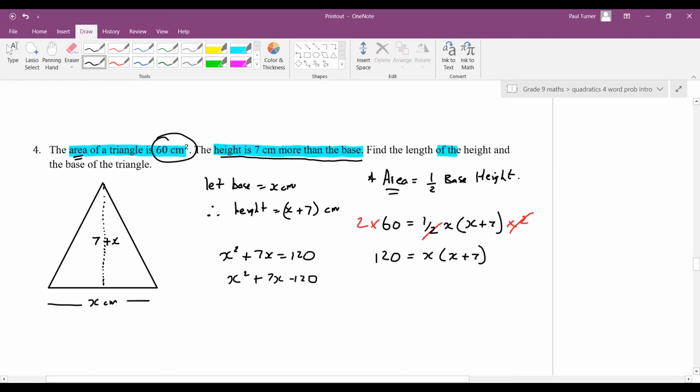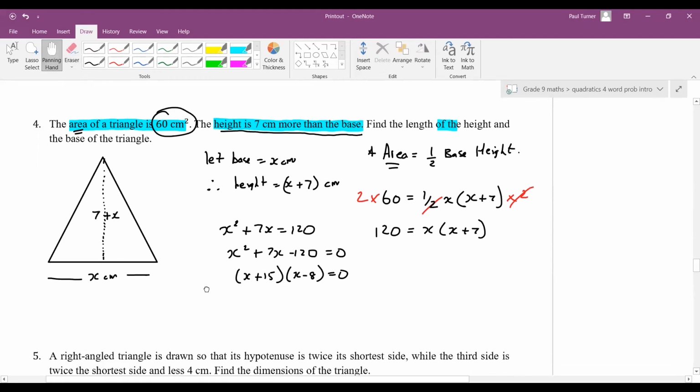At that point, we can factorize this, if you like. So then we'd get x plus 15, x minus 8 equals 0. If you're not sure how to factorize because they're big numbers, then just use the quadratic formula for that step there.